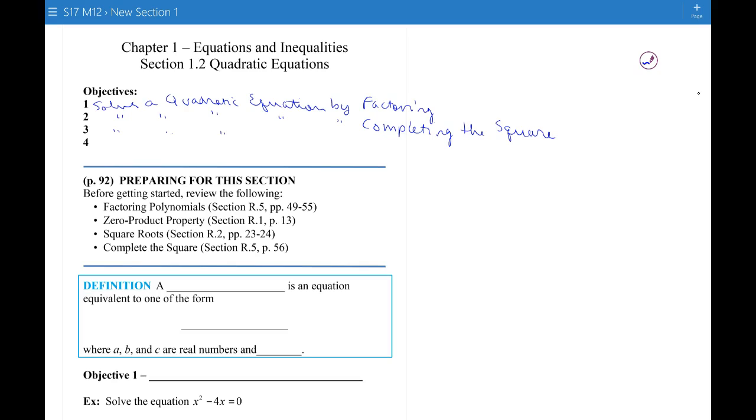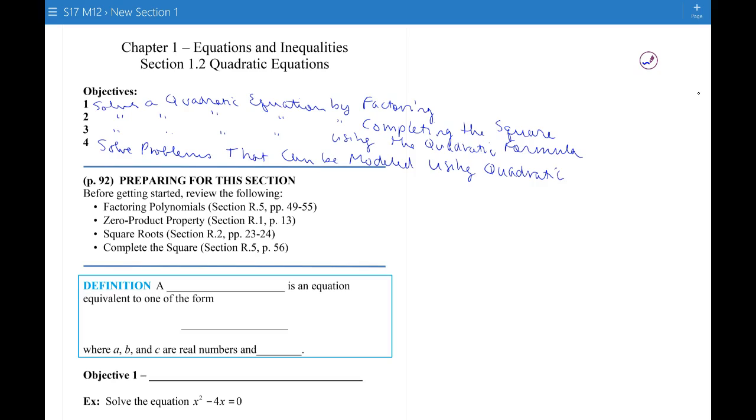Solve a quadratic equation using the quadratic formula. Hopefully that's also familiar, and this will be a lot of review. And then solve problems that can be modeled using quadratic equations. So you can see how the progression is similar to the last section that we did, where first we just look at doing the algebra work and then we say, well, what good is this? What can you use it for?